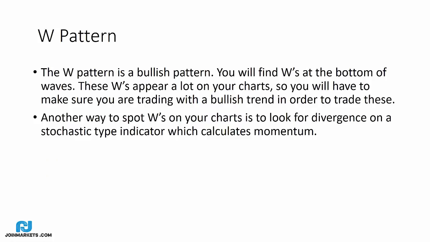Another way to spot W's on your charts is to look for divergence on a stochastic type indicator, which calculates momentum. So I know we said not to use any kind of technical indicators. The only time I would suggest you use technical indicators would be to use momentum indicators to calculate divergence.